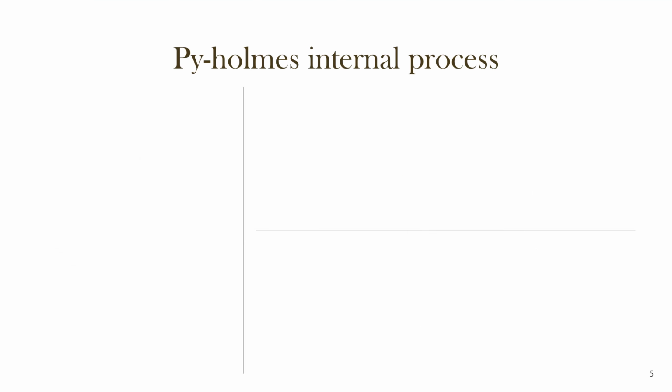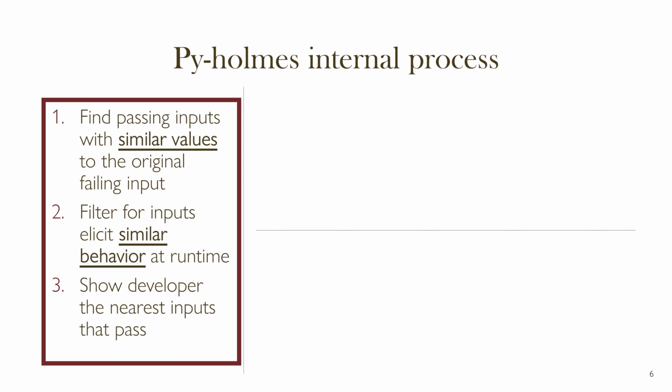PyHolmes follows the same strategy for deep and shallow software, just with different implementations. The strategy is as follows. First, make small changes to the original failing input in order to find similar inputs that pass. Second, filter for the inputs among these that are processed by the program under test as similarly to the original input as possible. This process finds passing inputs that are similar in both value and behavior to the original.